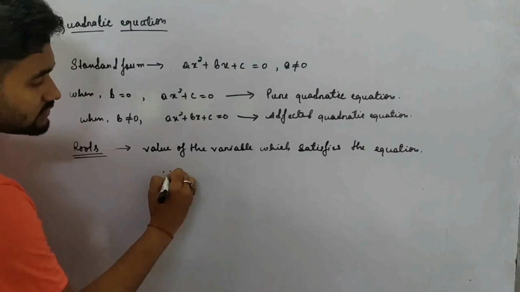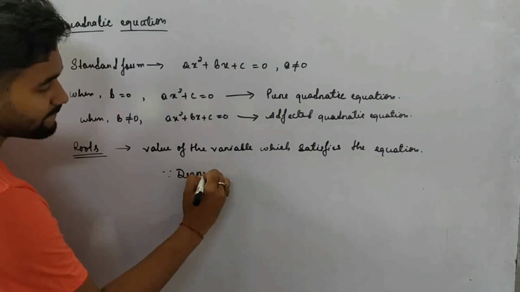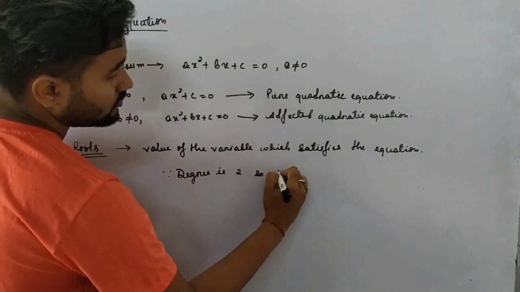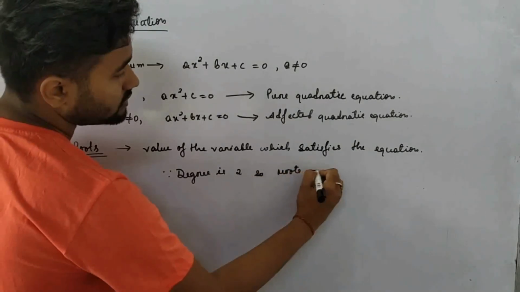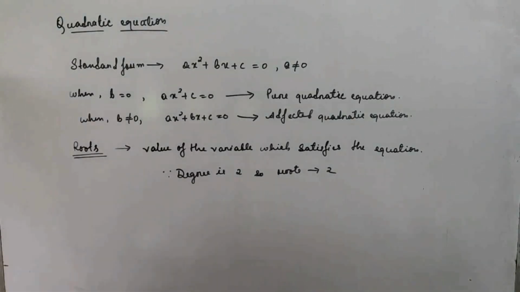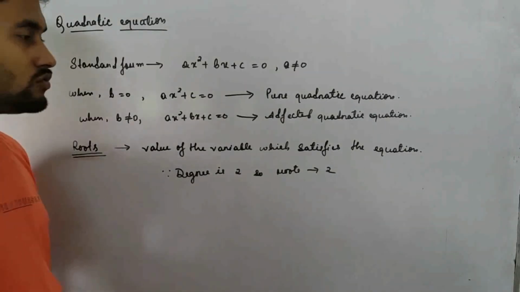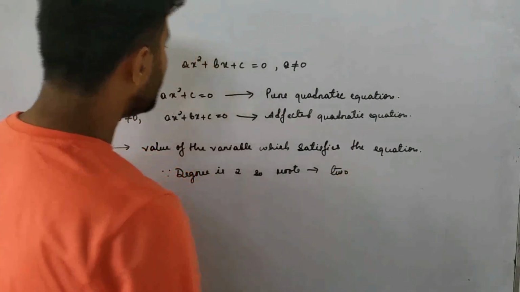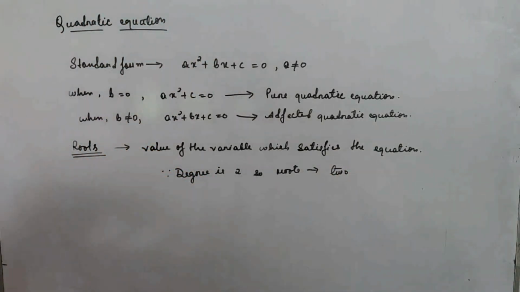Okay, and since the degree is 2, roots will also be 2. There will be 2 roots. Since the degree is 2, the roots will also be 2. Now how to find roots?